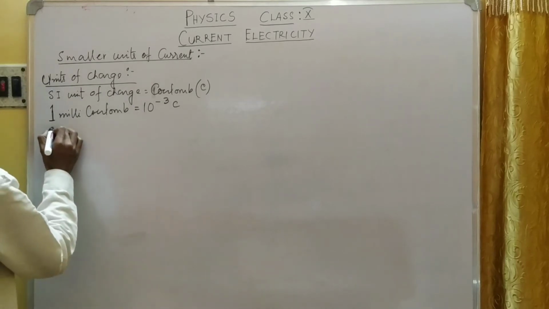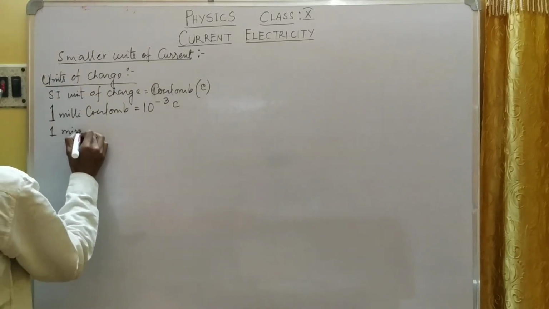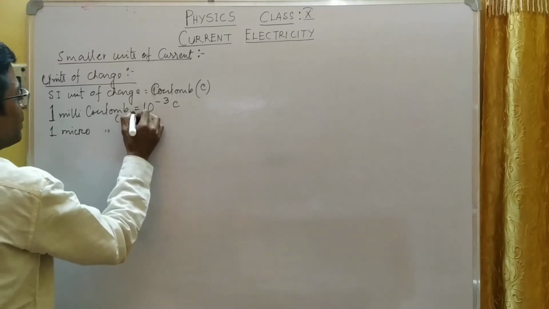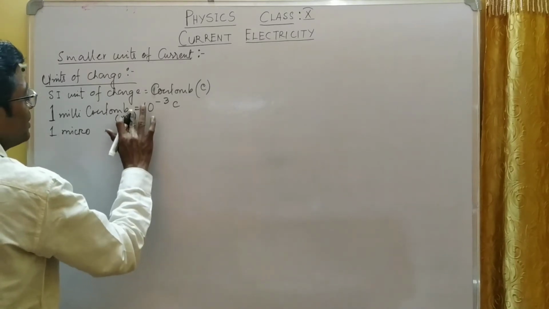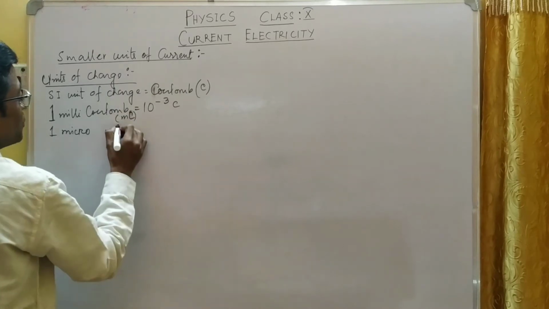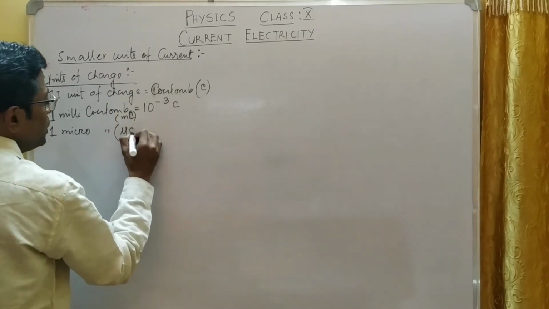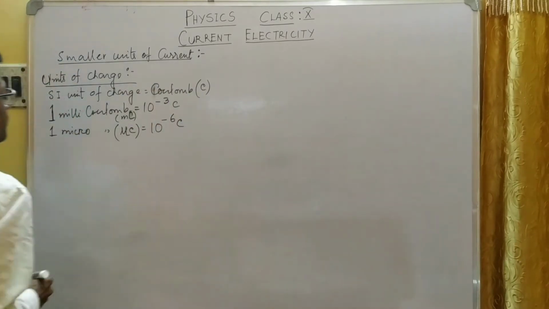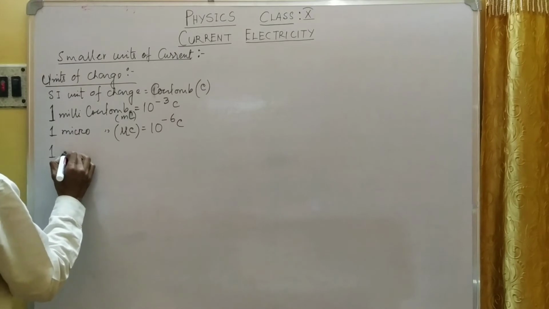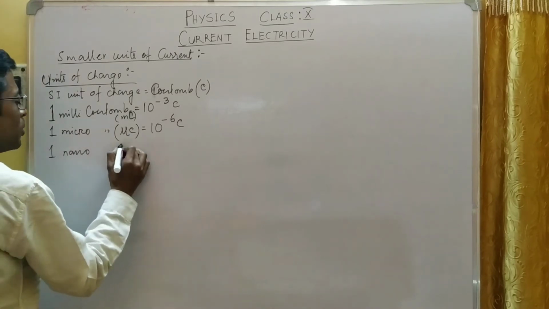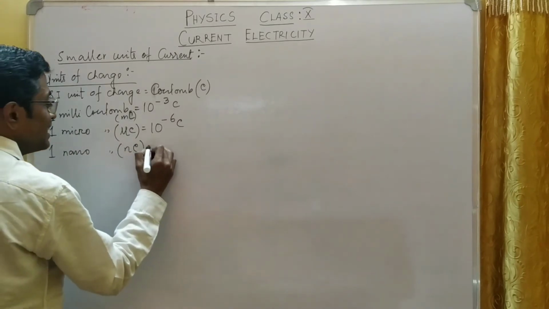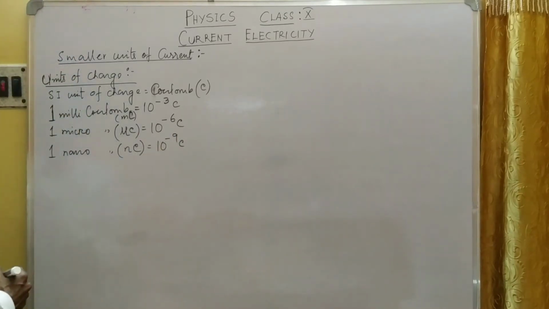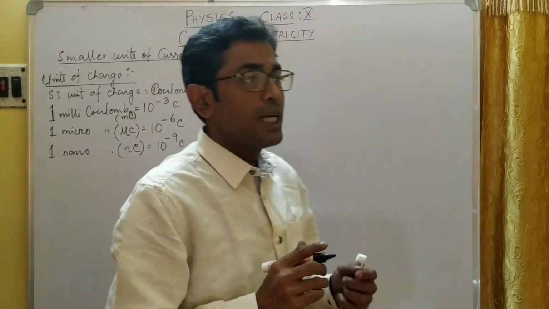Then 1 microcoulomb. Millicoulomb is denoted by mC, and microcoulomb is μC. It is 10 to the power minus 6 coulomb. And 1 nanocoulomb, denoted by nC, is 10 to the power minus 9 coulomb. These are the smaller units of charge.